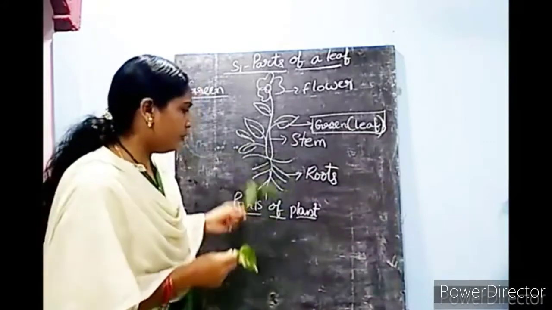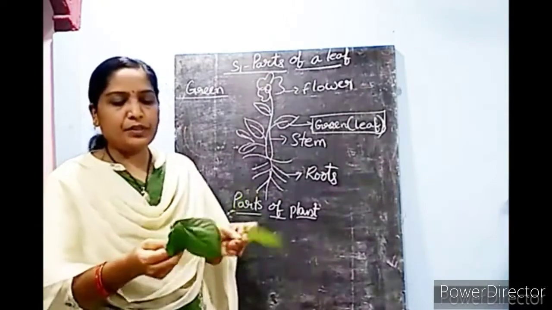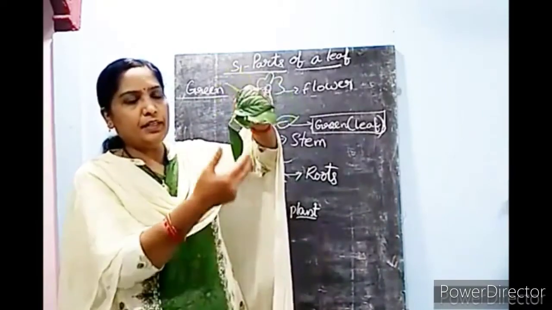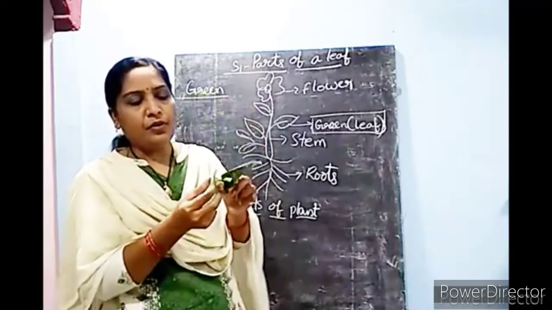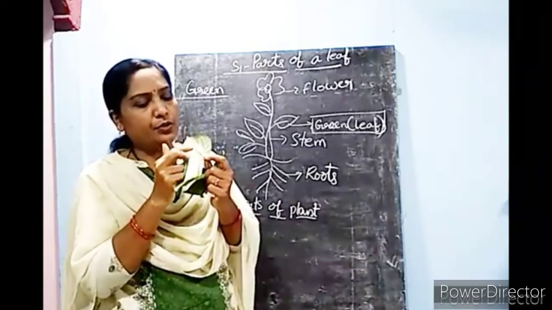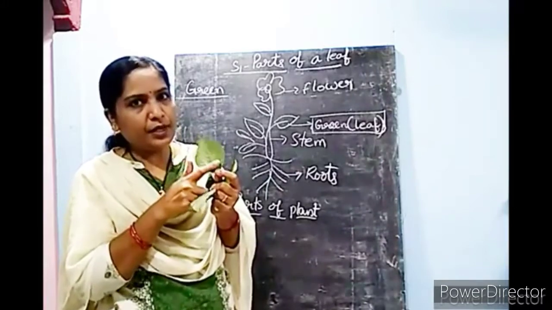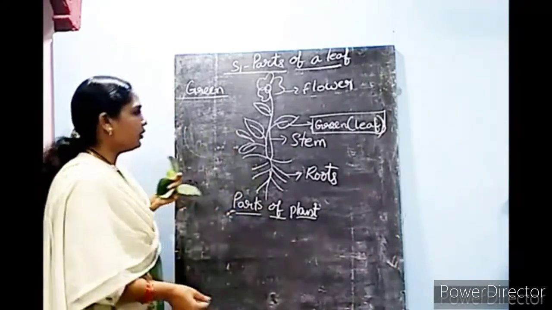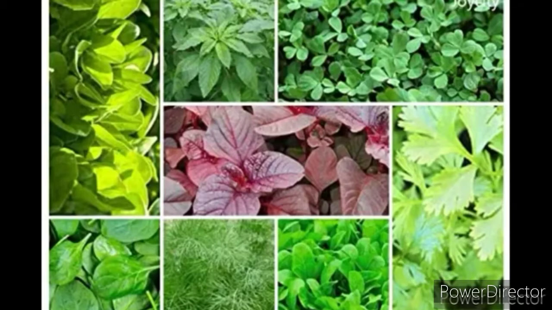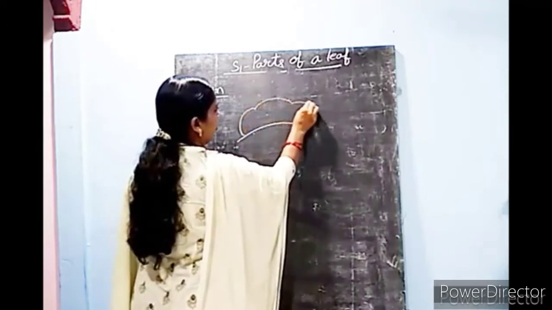So now we will see what parts are present in a leaf. Now observe this part, the upper part, this is smooth, and this is the lower part of a leaf. To observe the parts of a leaf, you need to see the lower part. The lower part gives you a clearer idea about the different parts. So now we will see the lower part of a leaf and what different parts are present in it. We are going to read now parts of a leaf. We'll see now.